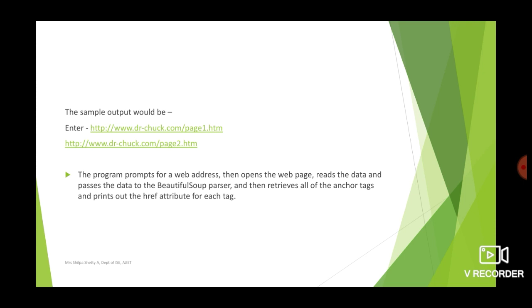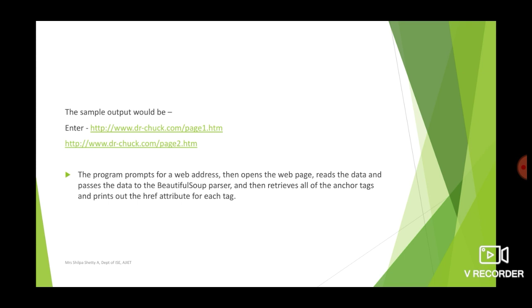From there, what do we need? We know that there is a link to one more page. When you click on second page, you will be taken to drchuck.com/page2.html. That is the output that is displayed. In that particular page there is only one hyperlink, so only that hyperlink will get displayed. If you have written any page in which there are multiple hyperlinks, then all those will be listed here.